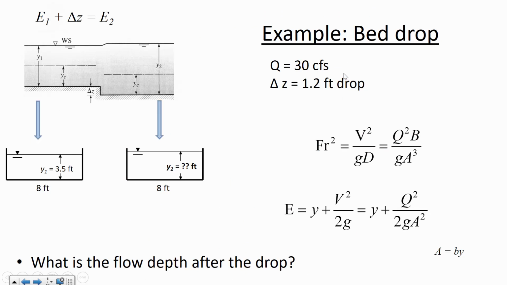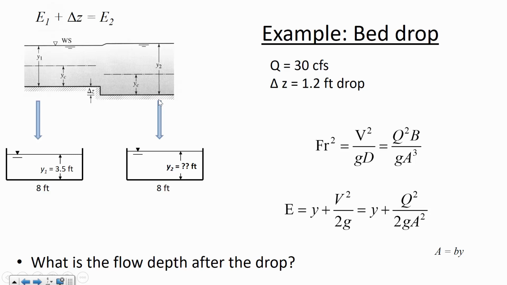We've got a rectangular channel with a width of 8 feet. And we want to know if there is a 1.2 foot bed drop. If the delta Z is 1.2 feet, then what will be the new depth downstream at 2? So let me summarize on the whiteboard here the steps you need to take to solve this problem. And then we'll go through them together after I give you some time to consider it.